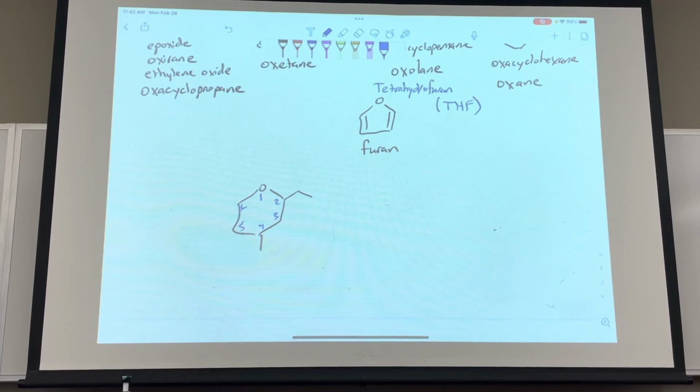Alphabetize the substituents, so we would have 2-ethyl, 4-methyl, oxycyclo, that's a hexane. Okay. Any questions on this one?